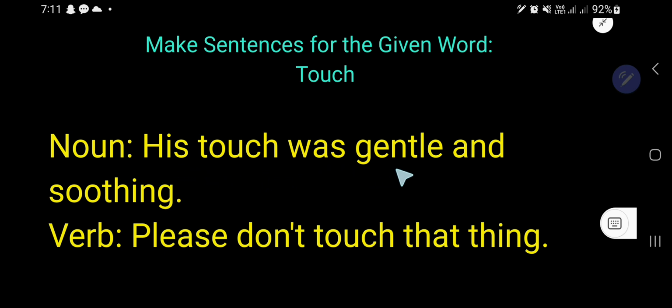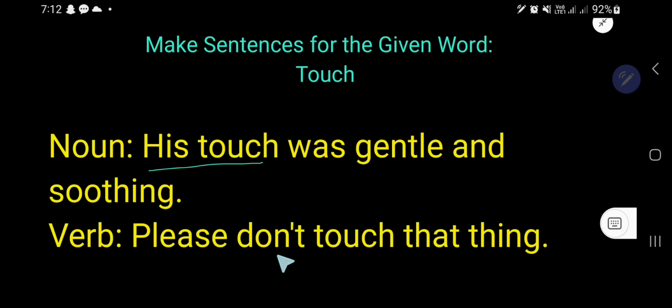His touch was gentle and soothing. You can change this subject. My mother's touch was gentle and soothing, or you can say my father's touch was gentle and soothing.